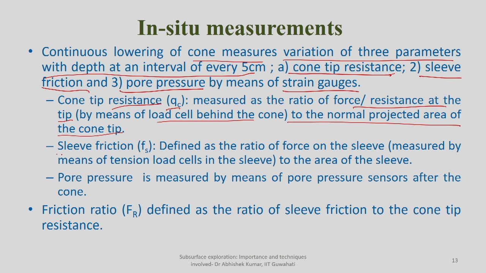So, the load divided by the area will give you the tip resistance. So, that is some kind of stress. Then you have an additional stress called sleeve friction, called fs, defined as the ratio of force on the sleeve, or on the vertical edges of the penetrometer, measured by means of a tension load cell in the sleeve itself between the hollow rod and the solid rod, to the surface area of the sleeve. So you have one resistance at the base, the force at the base causing the failure divided by the projected area. Then another one is the failure happening along the sides. So, you have to find how much force is taken by the surrounding soil divided by the peripheral area, the surface area of the sleeve, and that will give you this.